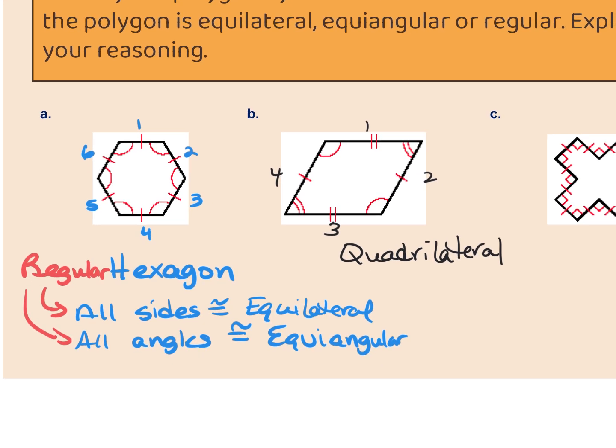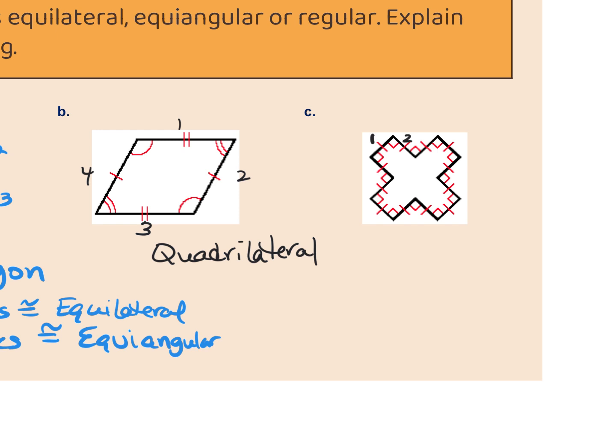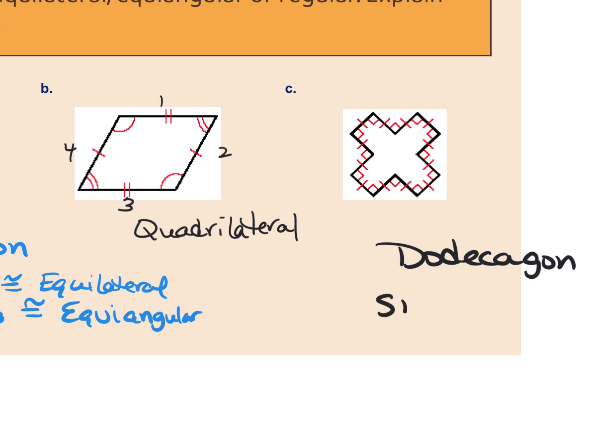And then C, let's go ahead and count how many sides this one has. So this one has 1, 2, 3, 4, 5, 6, 7, 8, 9, 10, 11, and 12 sides, making this figure a dodecagon. 12 sides. Now, I'm going to go back and look at the congruency marks. Notice all 12 sides have the same mark. So all the sides are equal, are congruent, making this equilateral.